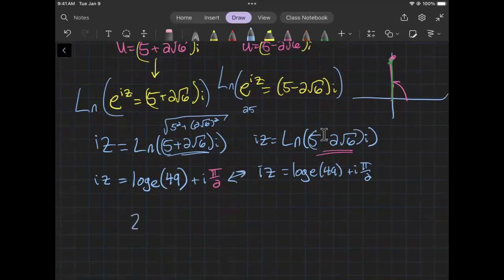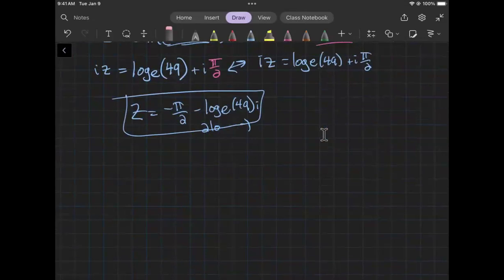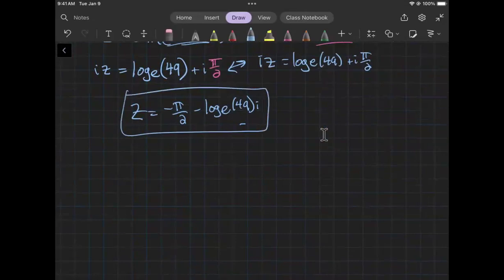And then z is just pi over 2 minus log base e of 49 times i. So 49 is 7 squared, so you can write the second quantity as 2 times log base e of 7. In other words, this is your result here. Okay, so hopefully that made sense, and that's how you would solve trig equations.